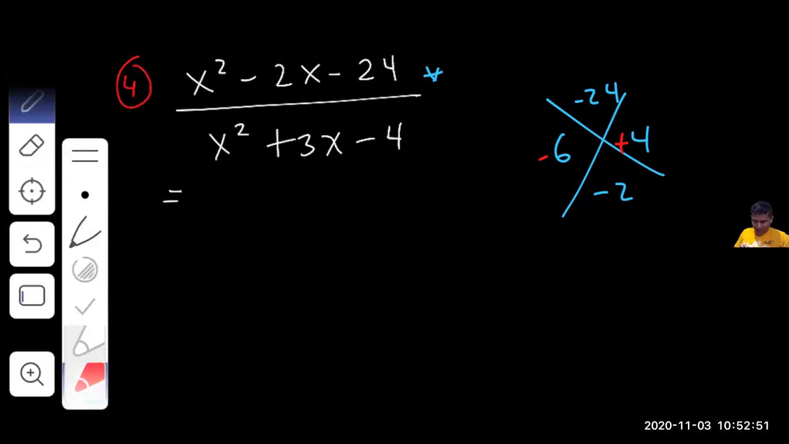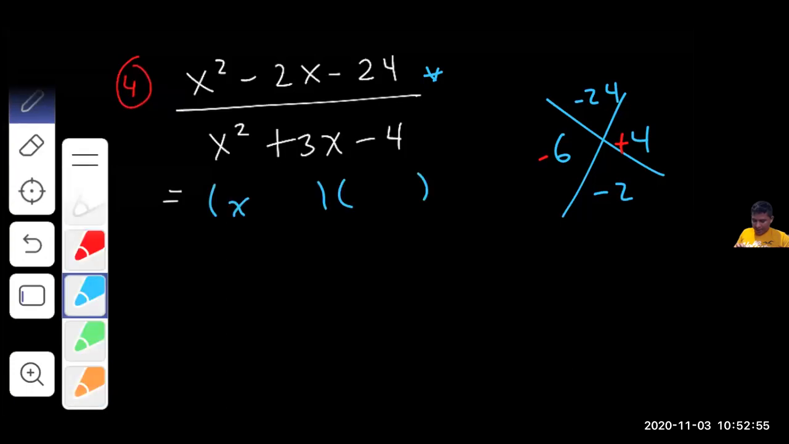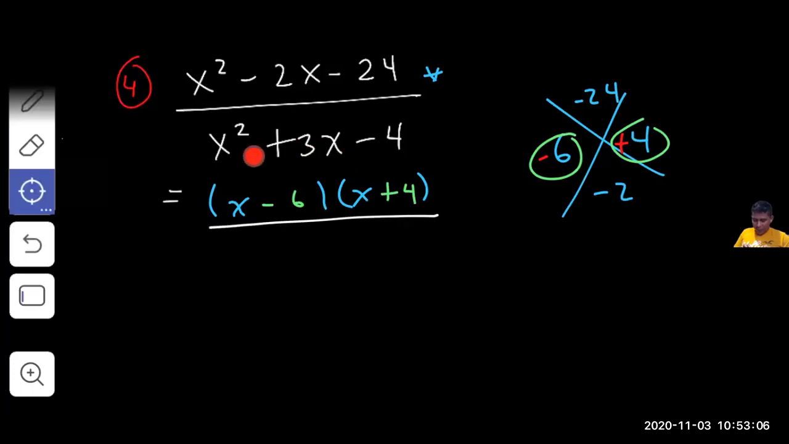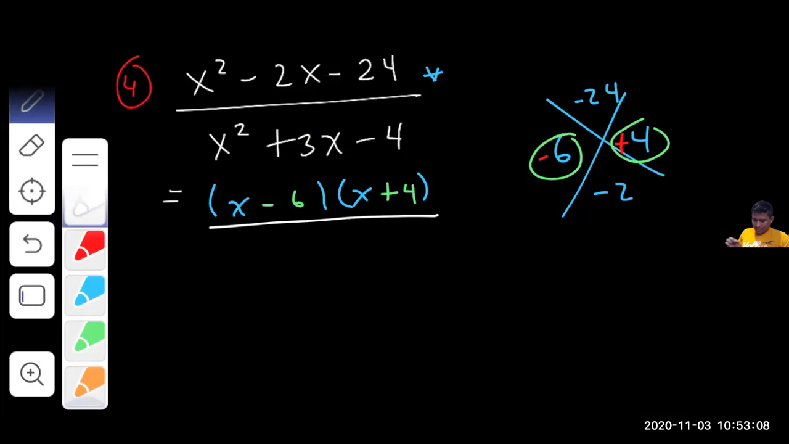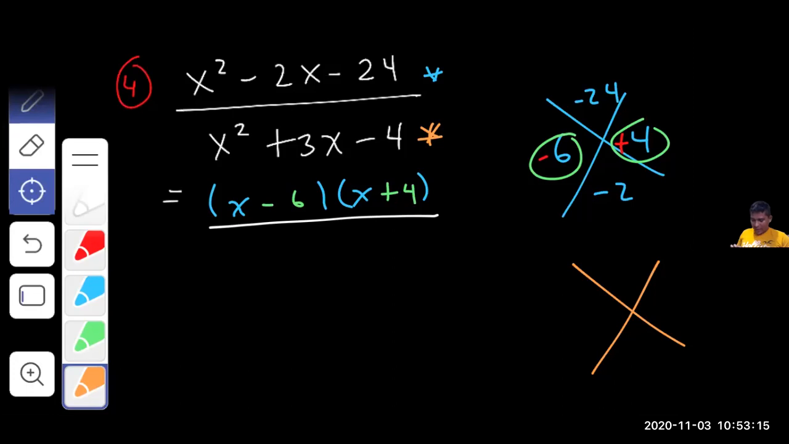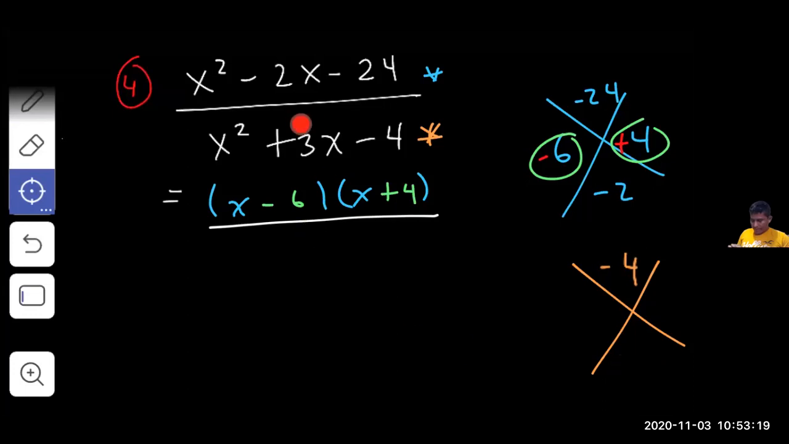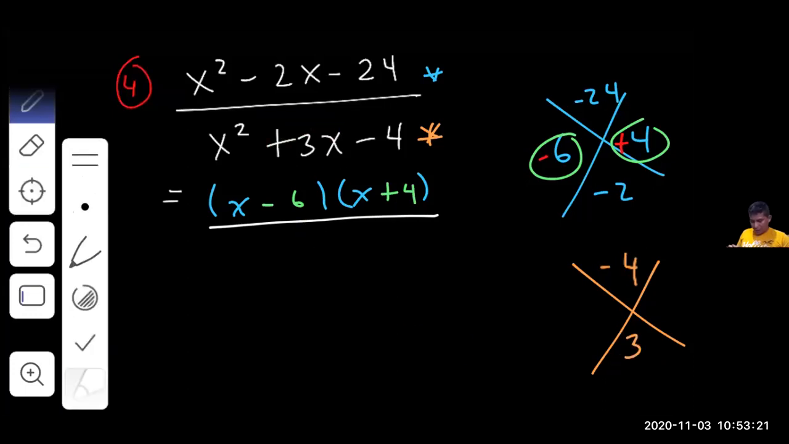Okay, let's continue. Two parentheses, x squared is x, and I'm going to include minus 6 and plus 4. That's it, all over this denominator. And which method can I use to factor this denominator out? Big X method again. AC is -4. What is B, guys? 3.